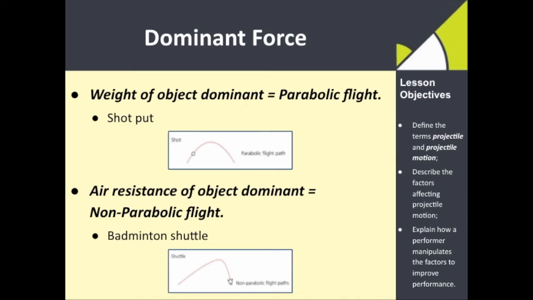Whereas if air resistance is the dominant force, then the object follows what's known as a non-parabolic flight path. As you saw, when I released that shuttlecock, it travelled up quite quickly and reached its peak, but then came down very quickly. We can see from the image here it had an asymmetrical flight path. That's non-parabolic, because a shuttlecock is very light. It's got lots of little holes in it, and every one of those holes creates air resistance. So air resistance very quickly takes over and slows the flight, and then the weight brings it down to the earth.